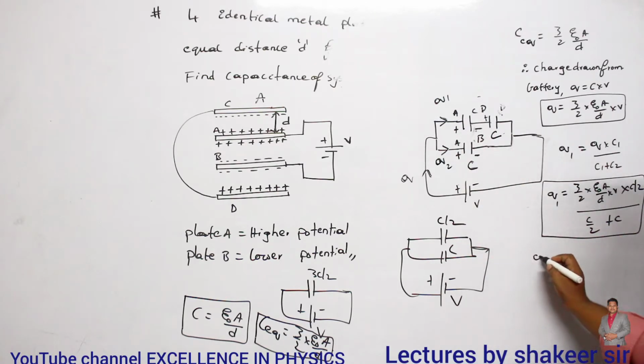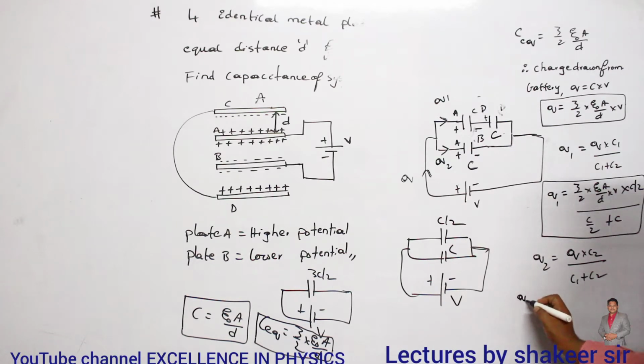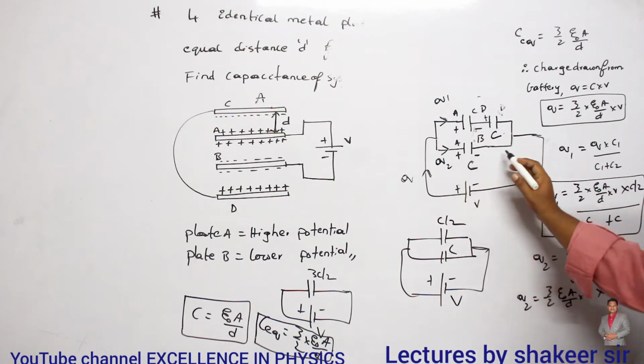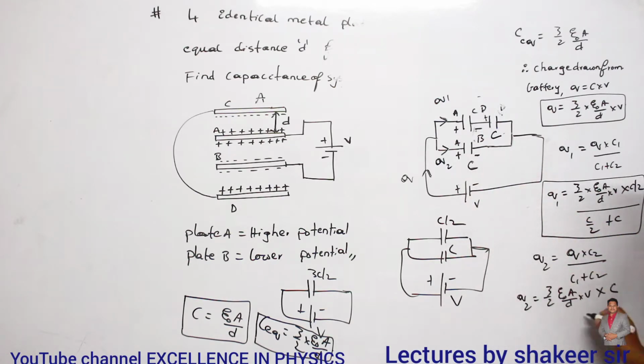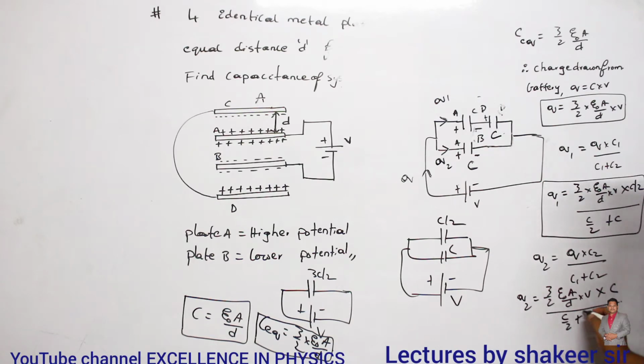Similarly, how can I calculate the Q2 value? Q2 can be calculated as Q into C2 divided by C1 plus C2. So this also already we have studied. Clear, ma? So therefore, Q2 value is how much? Q means total charge. Total charge is 3 by 2 E naught A divided by D into V into C2. C2 means the capacitance of second branch. Capacitance of second branch is C. So divided by C1 plus C2. C1 is C by 2, C2 is again C. So just to simplify this one, that will be the charge which is flowing in second branch.